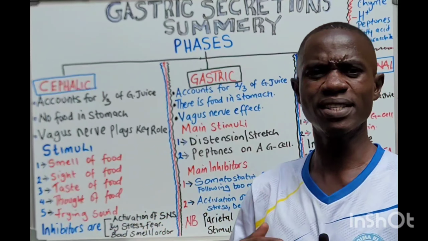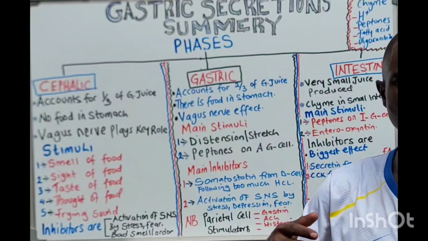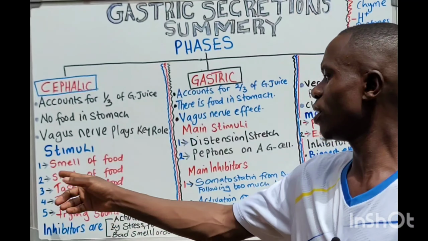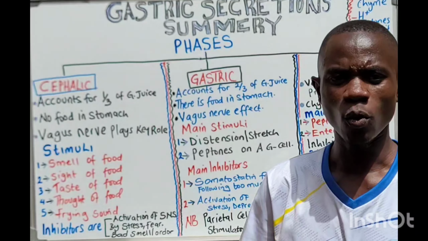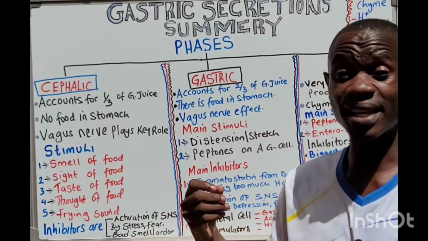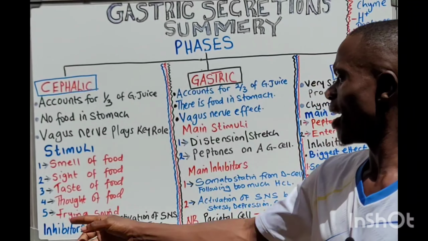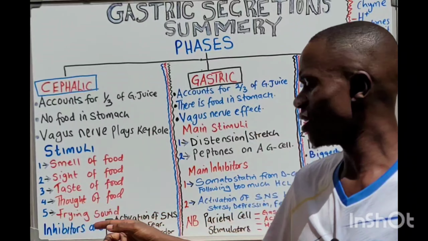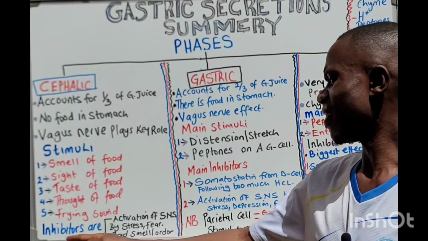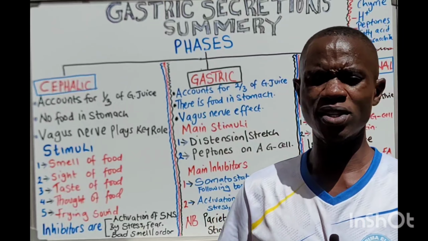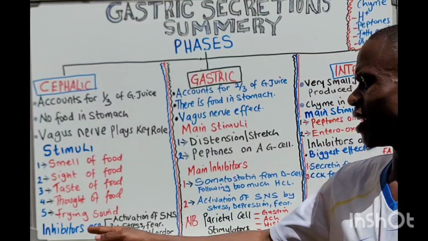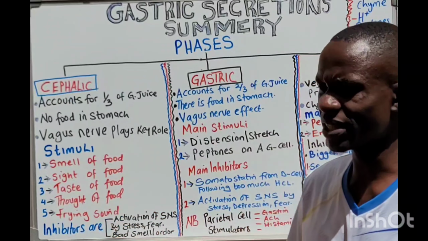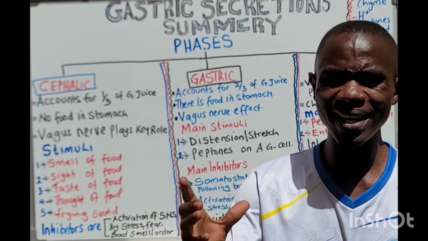So now, what are the main stimuli of the cephalic phase to produce gastric juice? The first stimulus is the smell of food. The second one is the sight of food, just mere seeing the food. The third one is the taste of food, just mere tasting the food. The fourth one is thinking about food. And the last one, which is a bit minor but also significant, is hearing a frying sound.